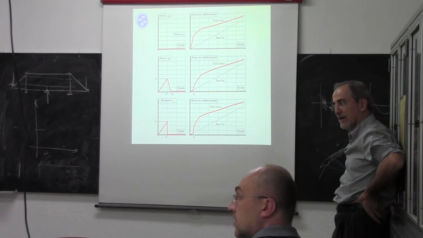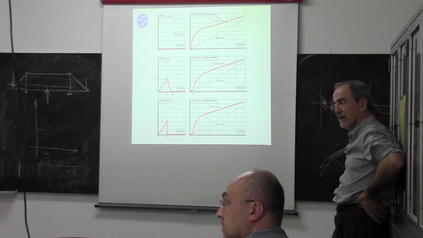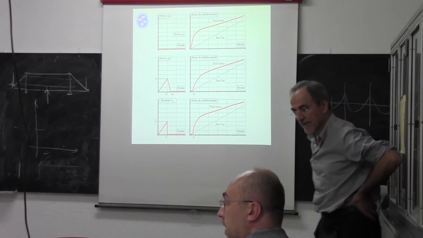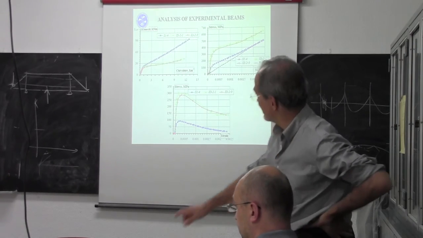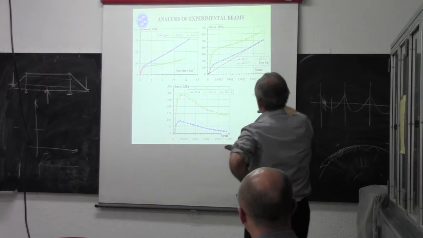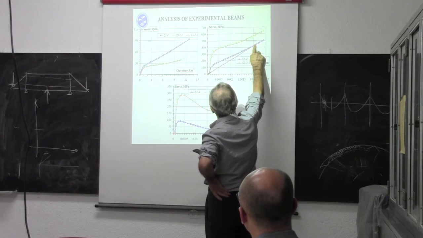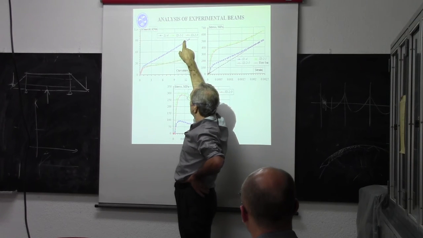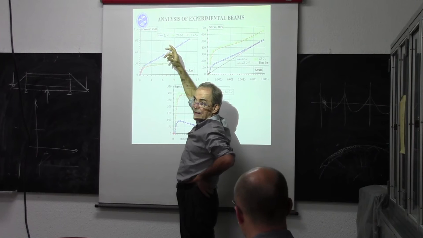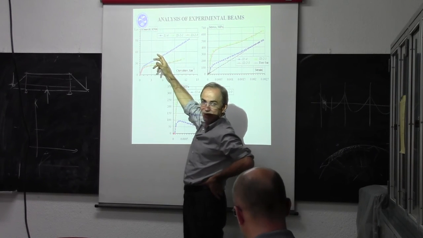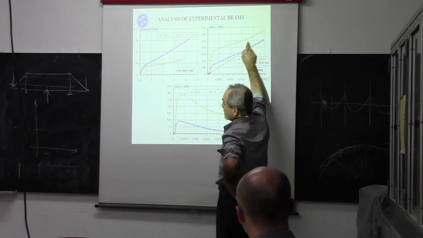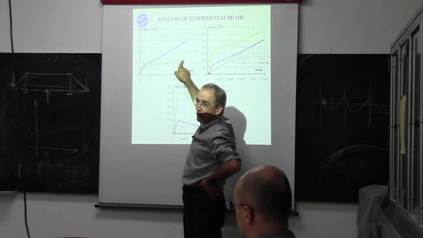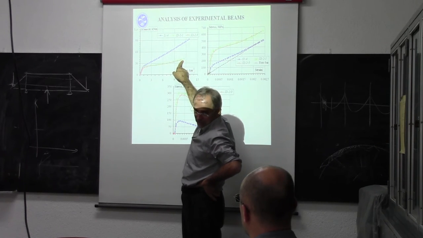One question: if you remove the shrinkage effect, it's because you don't see any interaction between shrinkage and the tension stiffening load, no? You are removing it as an independent phenomenon. Here you have two different cases. This case is the effect of the tension stiffening in this moment curvature diagram, for a beam with a high tensile reinforcement. And this one, which is bigger, is for this case. And here the reinforcement is small.